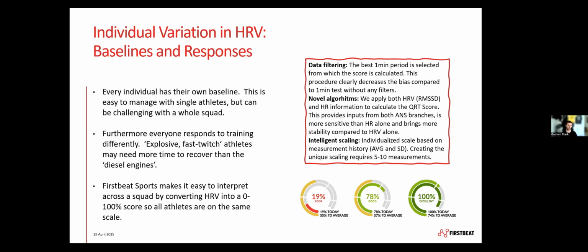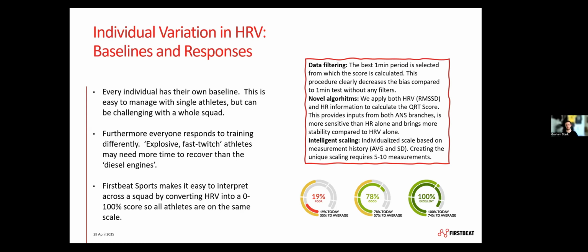Also, everyone responds differently to training. If you've got quite a varied group, depending on the sport you play, like American football, where you have a huge range of different athlete types, then you'll probably see that the more explosive athletes might need more time to recover from training sessions compared to those who are a bit more steady in what they do and can go all day, but at one pace, rather than being those more explosive athletes.